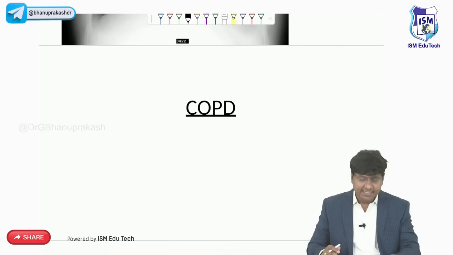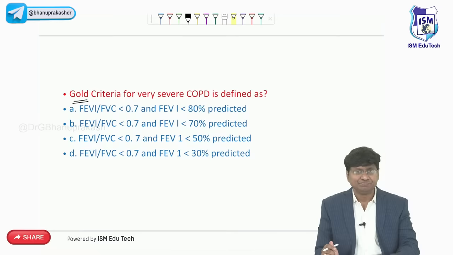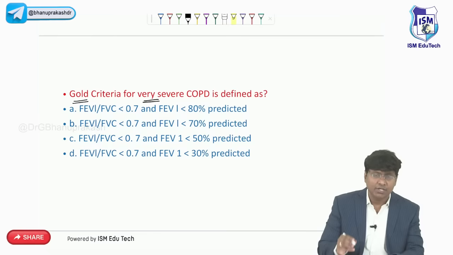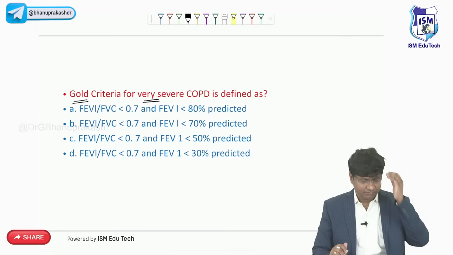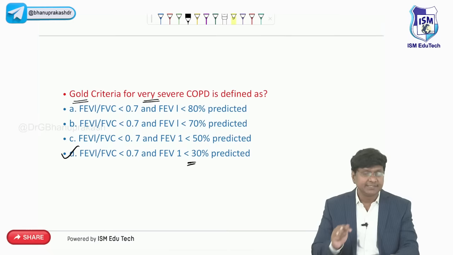Now in COPD, chronic obstructive pulmonary disease, what is the name of the criteria? The name of the criteria is the GOLD criteria. That is Global Initiative for Obstructive Lung Disease. That is what is called GOLD criteria. So according to this GOLD criteria, when will you call very severe COPD? Very good. Your FEV1 percentage should be less than 30%. When your FEV1 is less than 30%, then we consider it as very severe COPD, right?